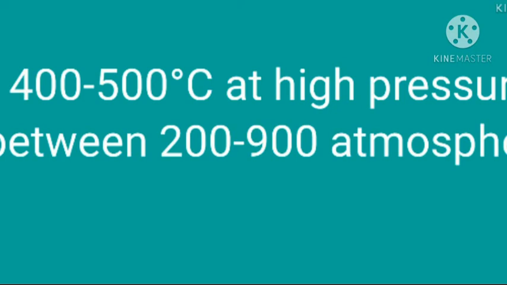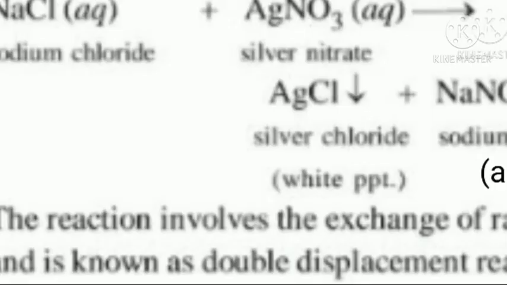Then a downward arrow indicates that a precipitate is formed. Then the sign delta indicates heat is evolved or absorbed. So we have to use some signs to make our chemical equation more informative. One example: sodium chloride aqueous reacts with silver nitrate, also aqueous. It forms silver chloride, a white precipitate, and sodium nitrate, which is aqueous. So we show this with the help of these signs and symbols.